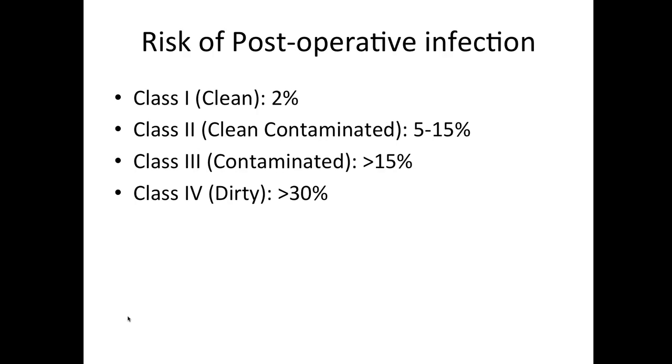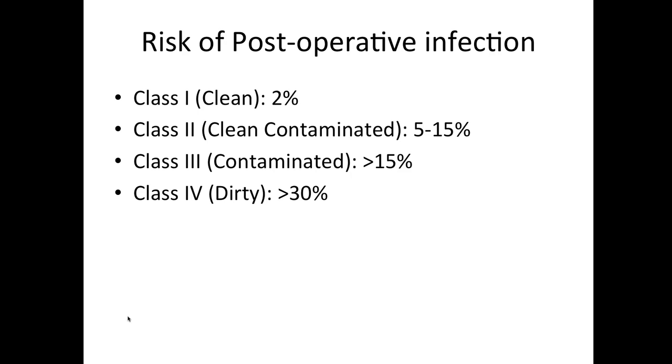And so if we look at the percentages of the different classes of wound classification, we will see that class 1, which is also known as a clean type of classification, will have a 2% chance of infection. Class 2, which is also known as a clean contaminated classification, will have a 5 to 15% chance of infection. Class 3, known as contaminated, would be greater than 15%, and class 4, being a dirty type of classification, would mean that there's a greater than 30% chance of infection.